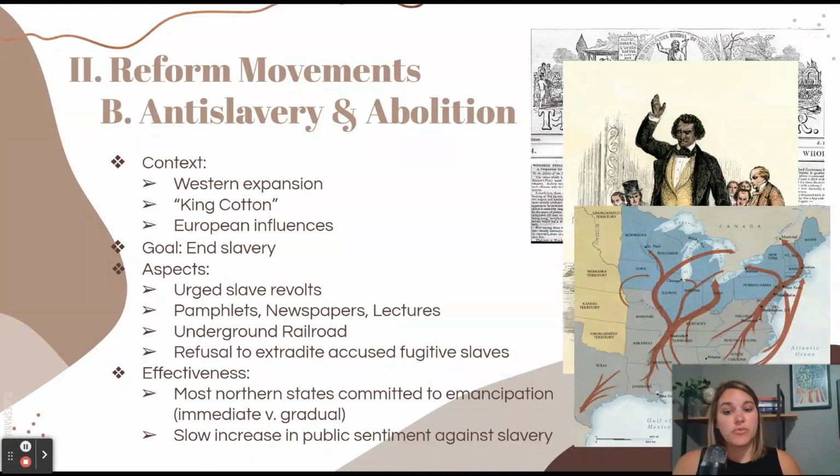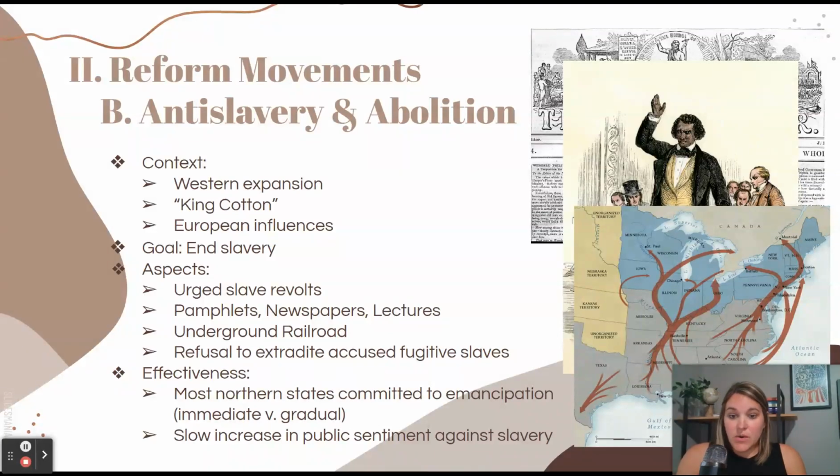Additionally, the Underground Railroad was growing in significance. And some states, like Massachusetts, actually refused to extradite accused fugitive slaves. So sometimes an African American would run away to the free North, and then they would be required by law to be extradited or sent back. And some states refused to do that.